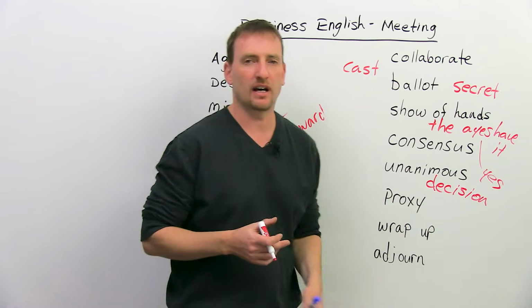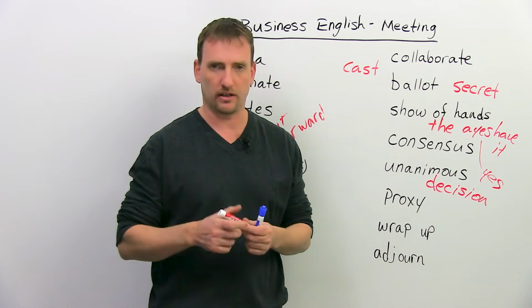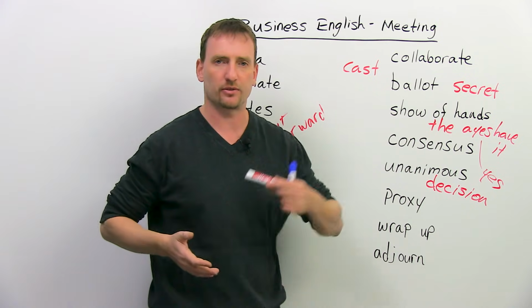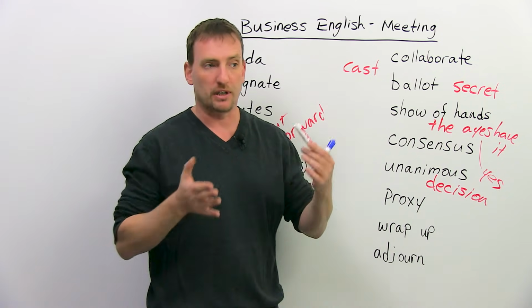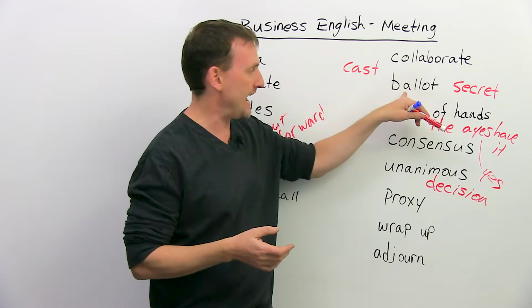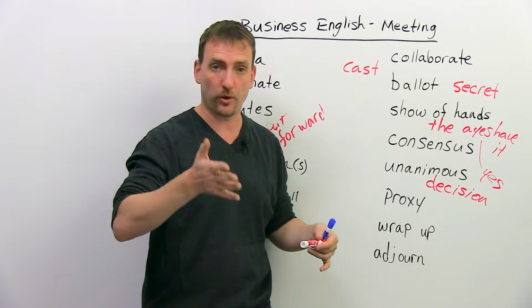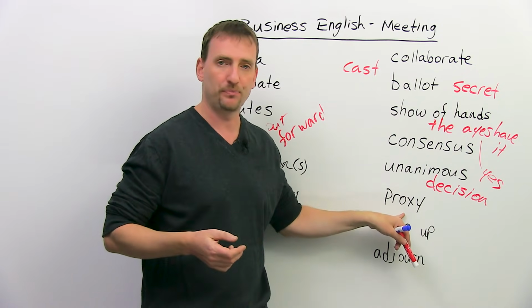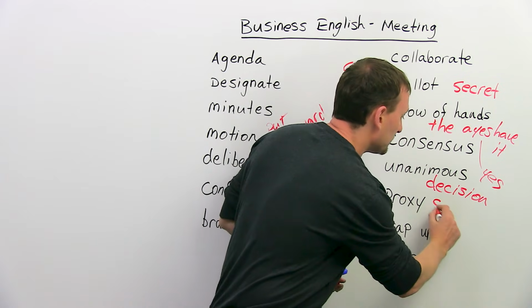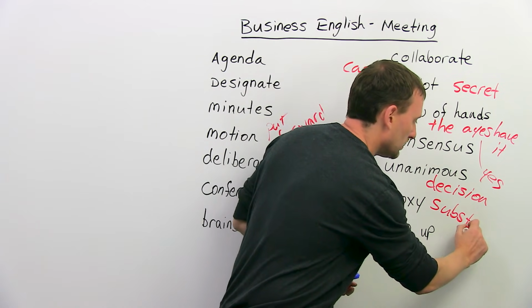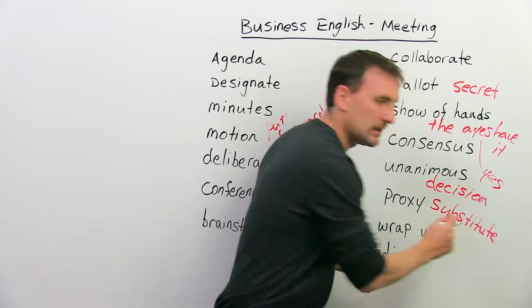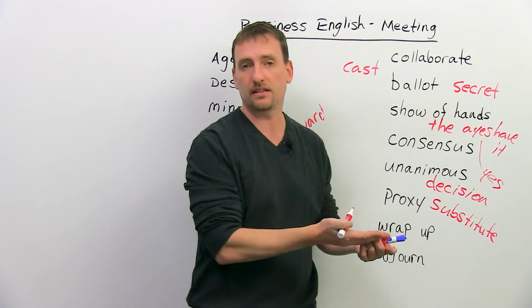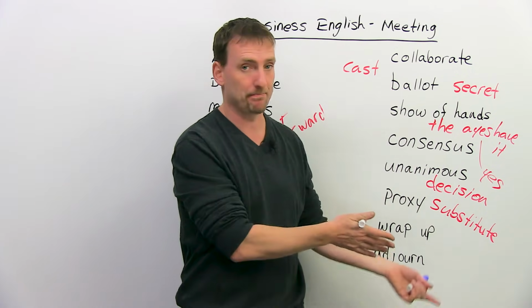Now, sometimes if you can't make a meeting, okay, you're out of town on business or you're sick that day, but you want somebody to cast your ballot, to vote for you, you can send a proxy. A proxy basically means a substitute. Somebody who will go in your place to vote in your name, okay?